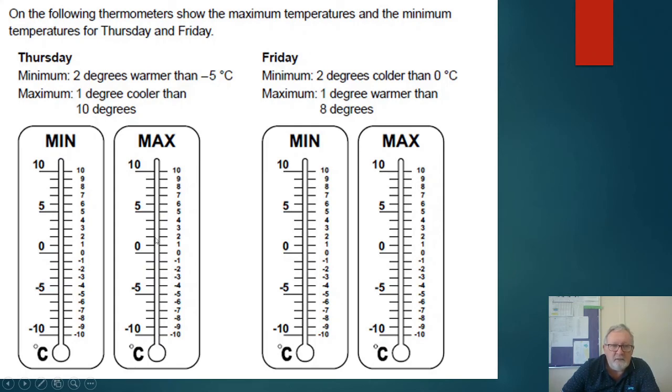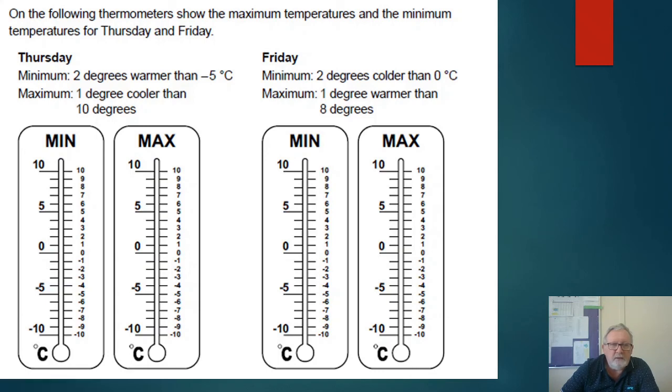The maximum on this thermometer here is 1 degree cooler than 10 degrees. So 10 degrees is your starting temperature, and if it's 1 degree cooler, it'll be 1 degree less, or take 1. And then Friday, 2 degrees colder than 0, 1 degree warmer than 8. Let's see how your understanding of positives and negatives works on a thermometer scale. Pause the video and complete these 4 thermometers now.